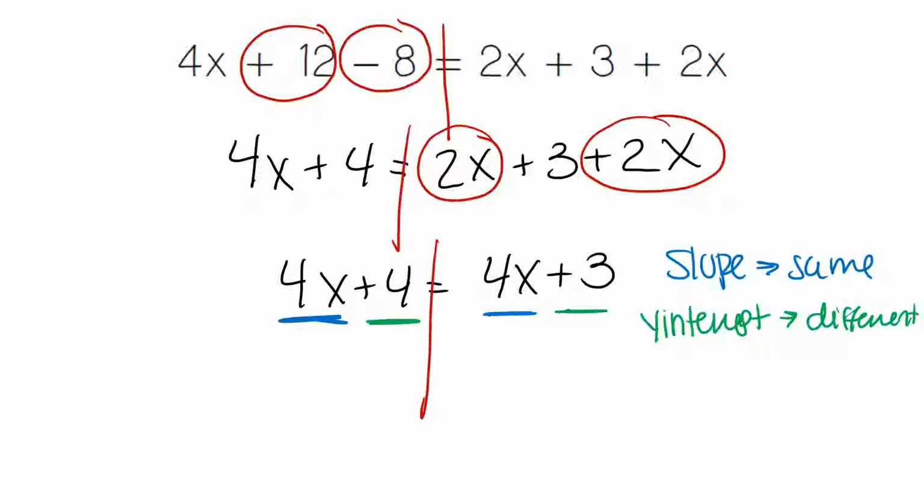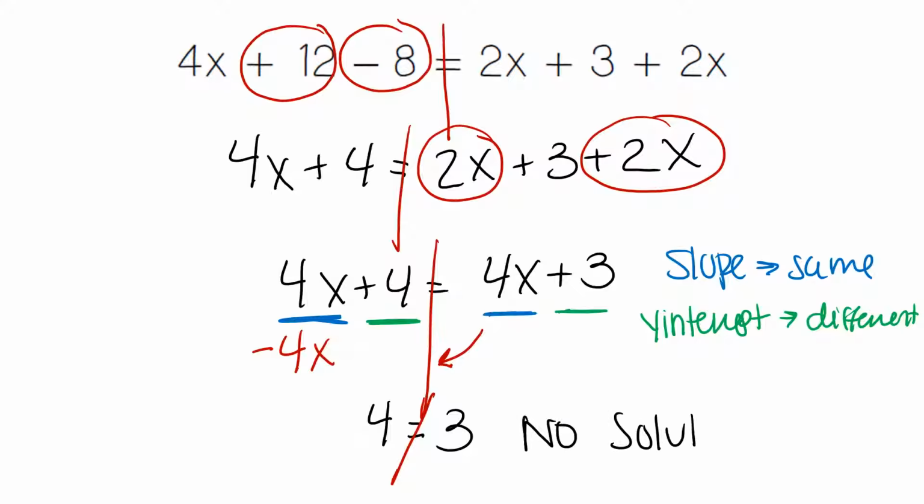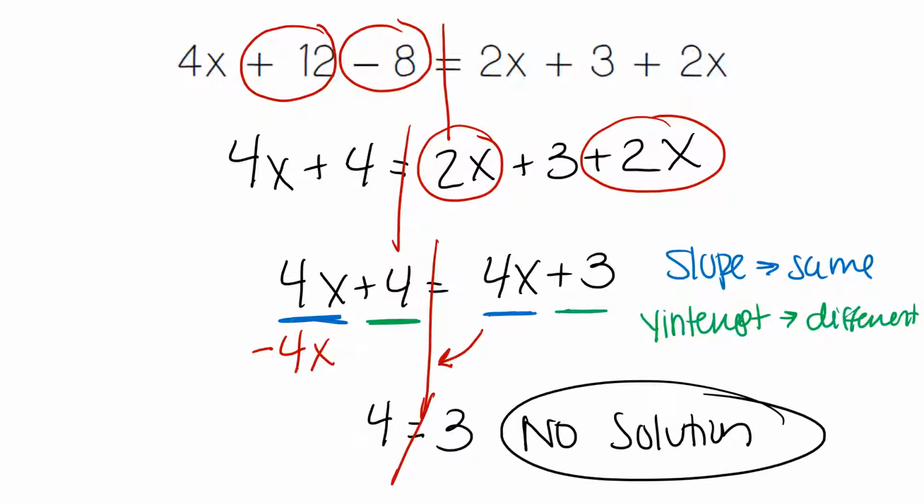When we keep solving, 4x is on the left, 4x is on the right. They're on opposite sides. So we do the opposite. Instead of 4x, we do a minus 4x. 4 minus 4 is 0. I bring down the plus 4, I bring down the plus 3. 4 does not equal 3. That is a not true statement, and so we have a no solution as our answer.